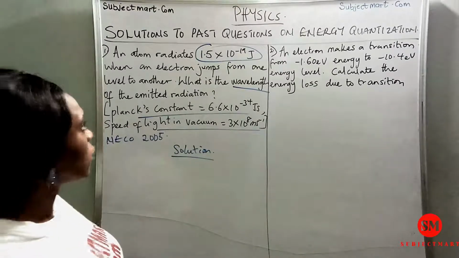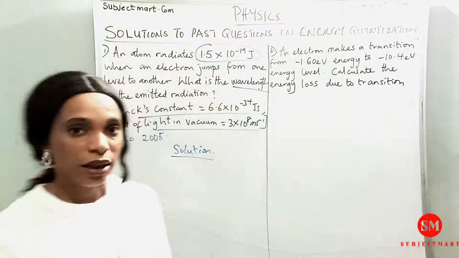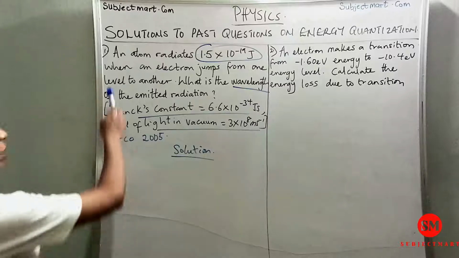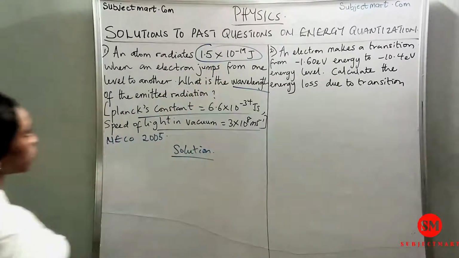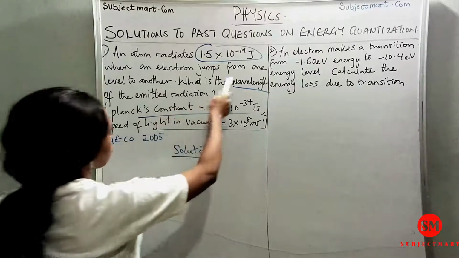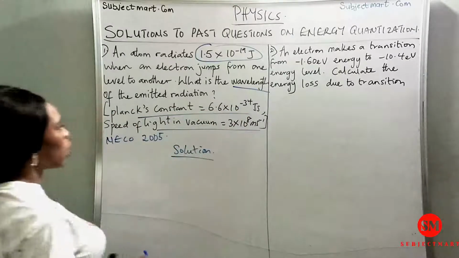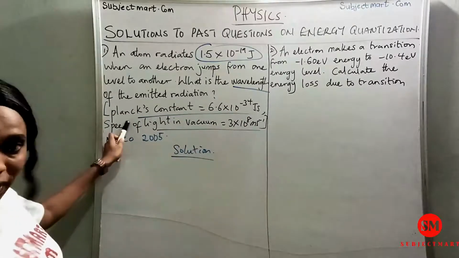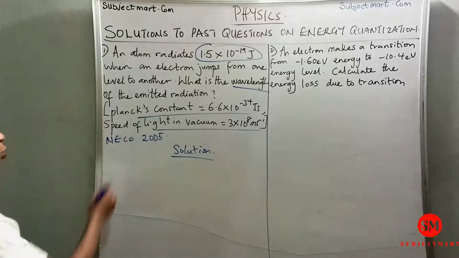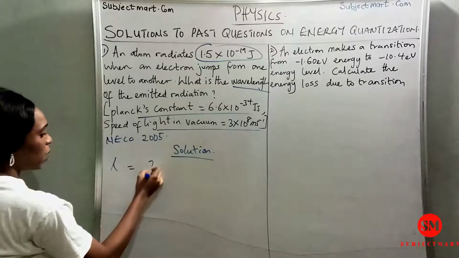Today we will be treating past questions on energy quantization. Okay, so the first question we have here says an atom radiates 1.5 times 10 to the power minus 19 joules when an electron jumps from one level to another. What is the wavelength? So we are asked to find the wavelength. We are given the Planck's constant and then the speed of light. Okay, so we are asked to find the wavelength, which is lambda.